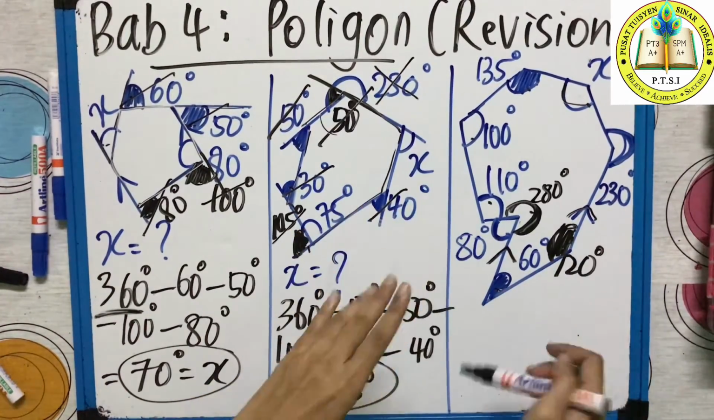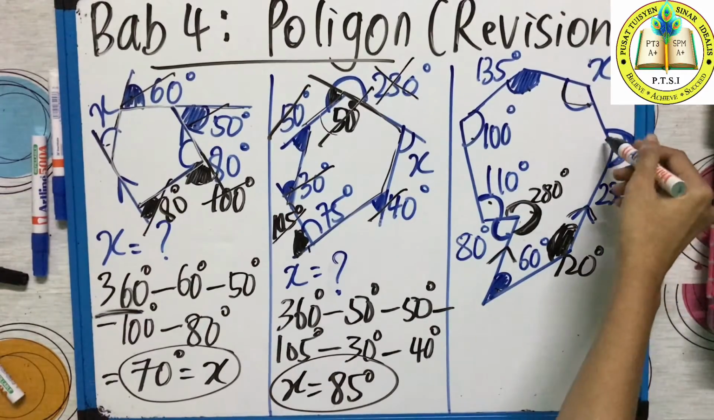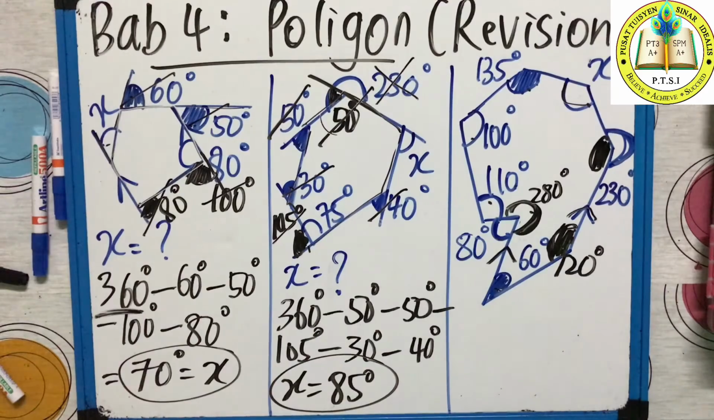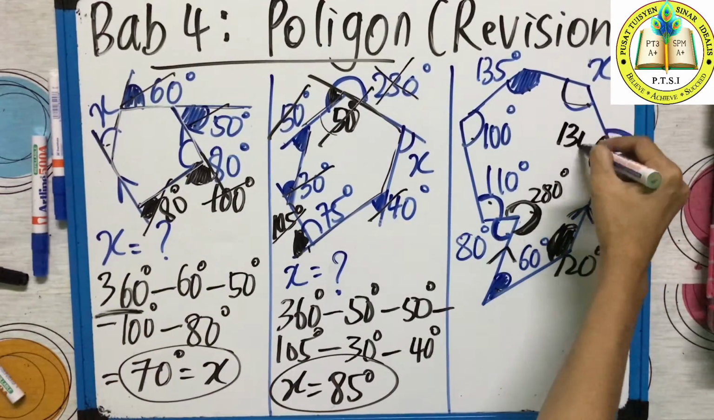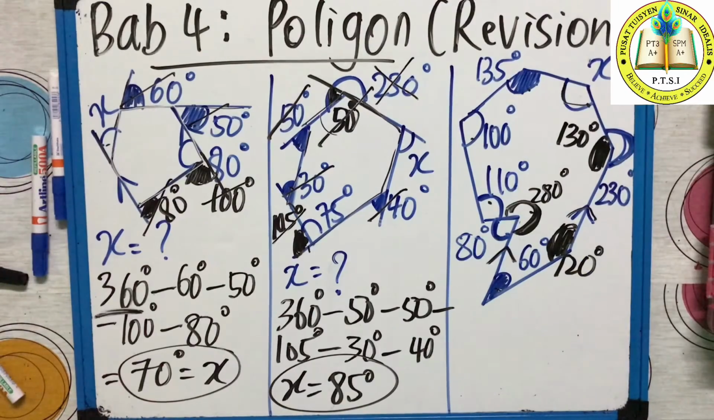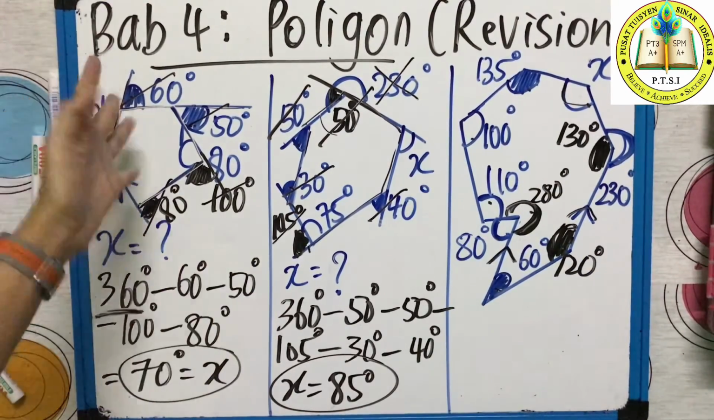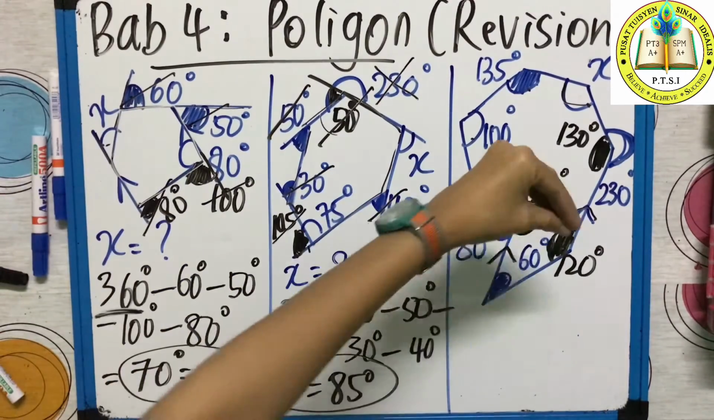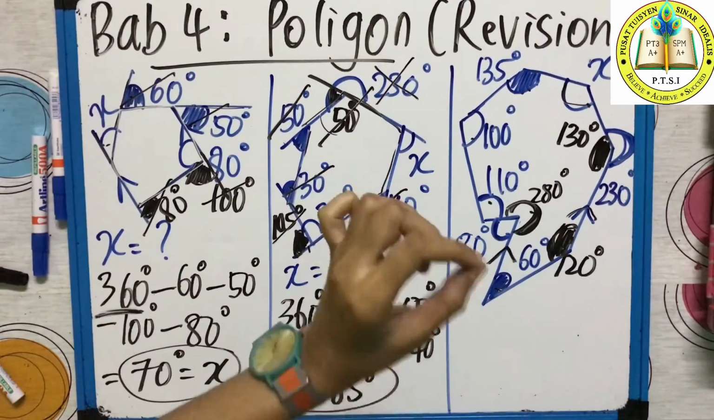Okay, get ready. Dalam. 230 luar. So, dalam berapa? You have to find. What must you use? Again 360 minus 230, kamu dapat 130 darjah. Remember, you want to find the outside one, you minus 180. Straight line. But you want to get the inside one, you must use 360.